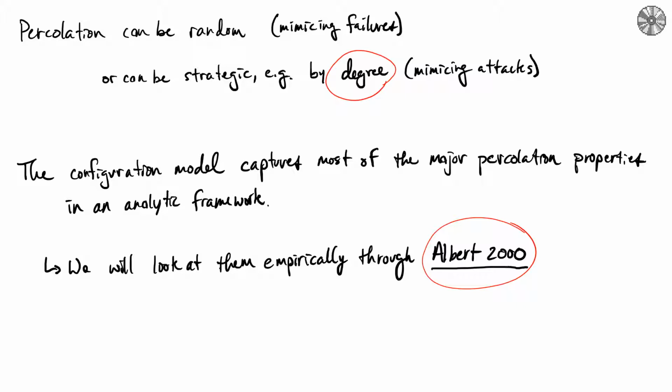The configuration model, this is something we won't get a chance to go into too deeply, but if you want to, you can certainly come back and look at this, that the configuration model gives a very nice analytic framework for understanding a lot of properties about percolation process.